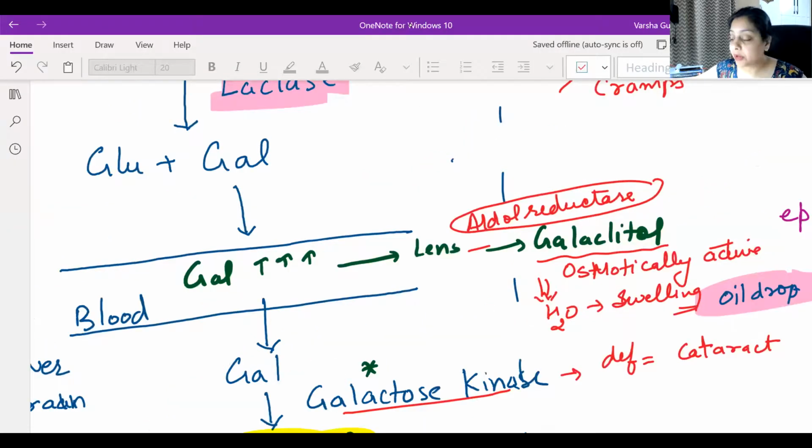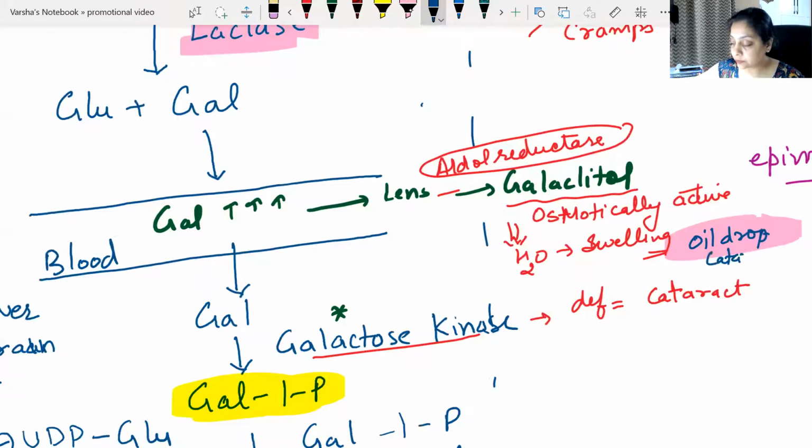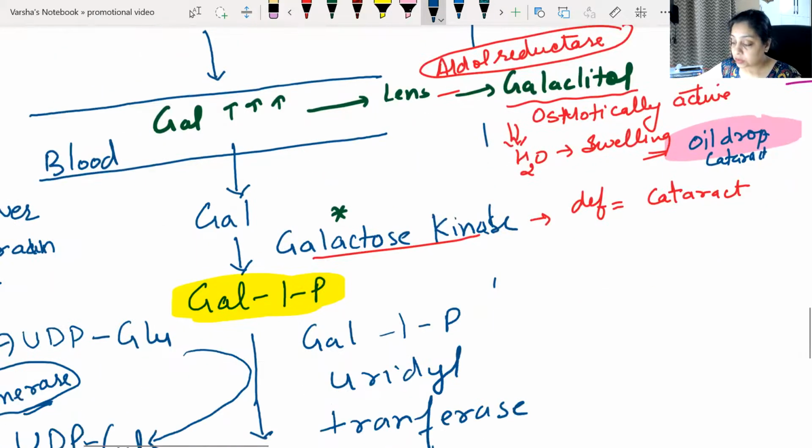Okay, so you will see the oil drop cataract. There is another cataract that you will see, the snowflake cataract. That is usually because of glucose getting converted into sorbitol in the eyes, though fructose also gets converted into sorbitol, and that leads to the snowflake cataract, not the oil drop cataract. Okay, so this is one.